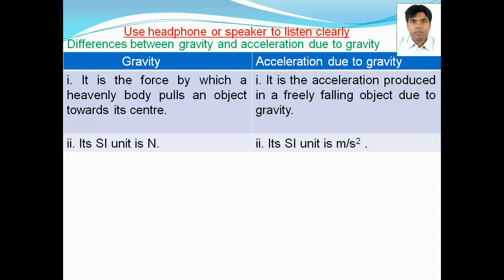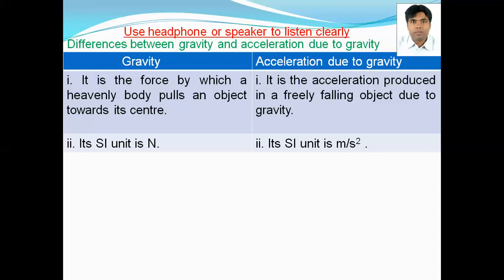Gravity is a force, and so its unit should be the same as that of force. The unit of force is Newton, so the unit of gravity is also Newton. Similarly, acceleration due to gravity is acceleration, and so its unit should be the same as acceleration. That is, the unit of acceleration is meter per second squared. So the unit of acceleration due to gravity is also meter per second squared. You can write some other differences.